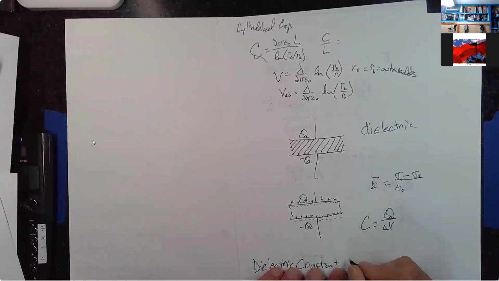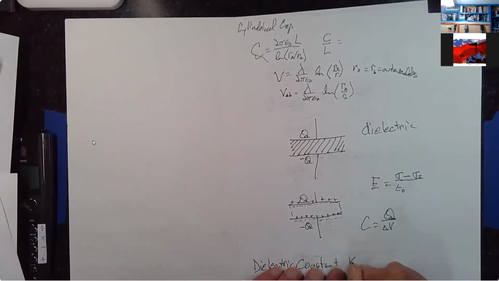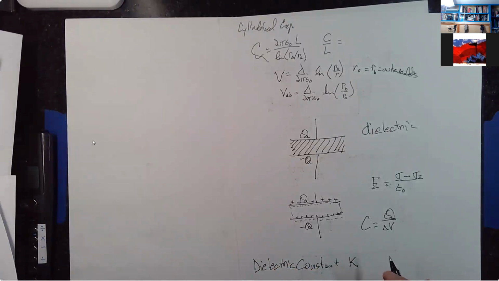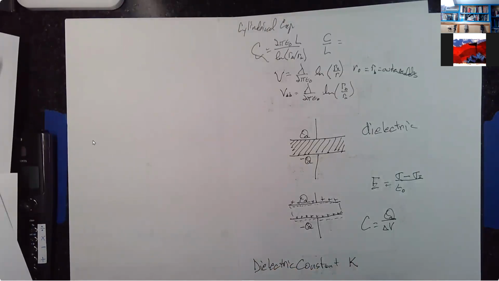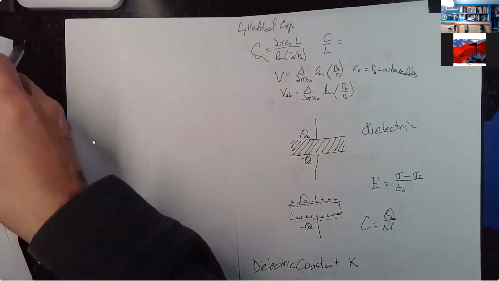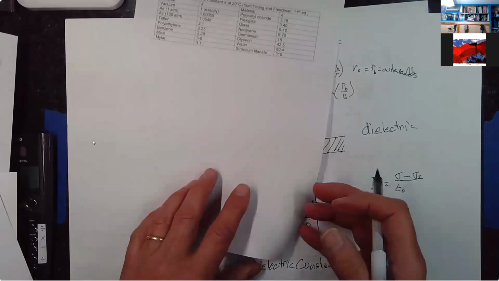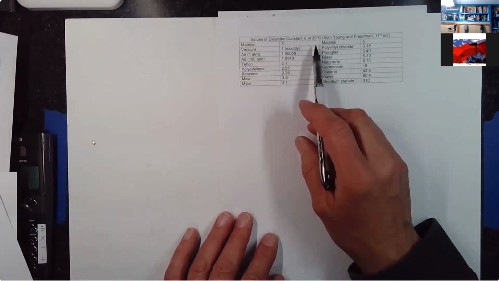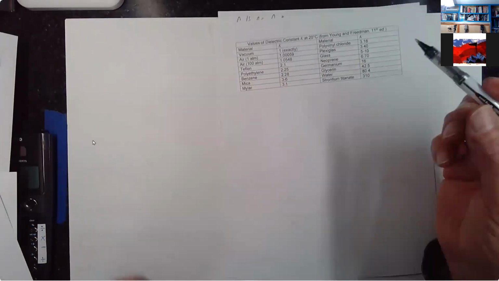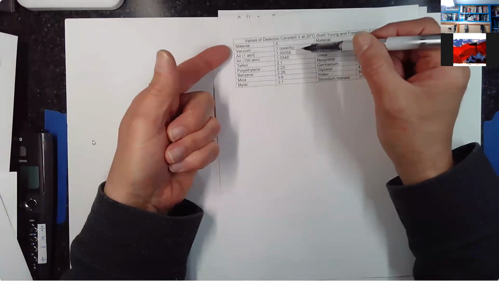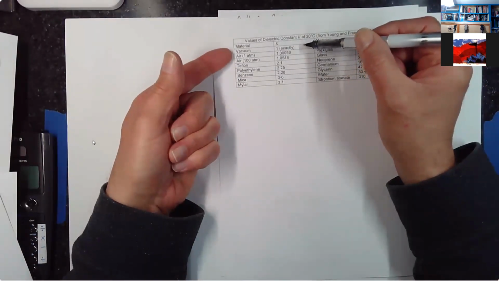The dielectric constant used to be, they made a big deal out of using a Greek letter kappa, but it seems like now everywhere you look you see a K in Times New Roman font instead. I don't know if they call it kappa anymore or not, but this is a table out of your book of values of the dielectric constant at 20 degrees Celsius. And a vacuum has a dielectric constant of 1 exactly.